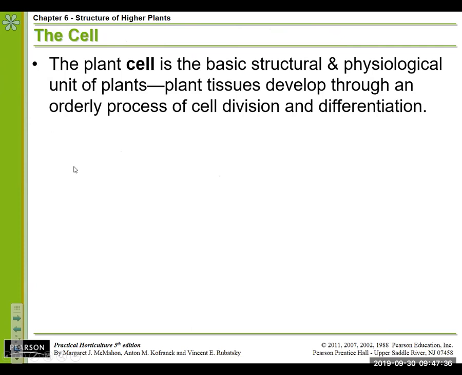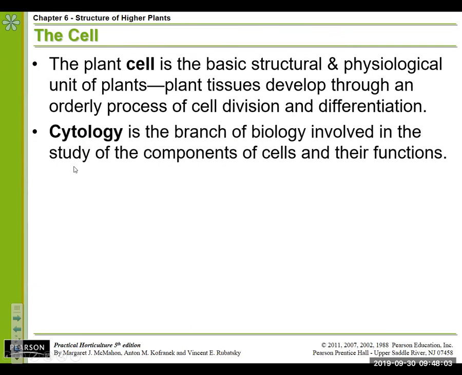Let's take a look at the cell. So the cell, of course, is the basic primary structure of all living things, and in plants as well. And this primary unit is where multiple cells develop into plant tissues, which then develop into organs to make the full growth of the plant. We look at cytology as this subfield of biology where we're actually studying cells and their functions.